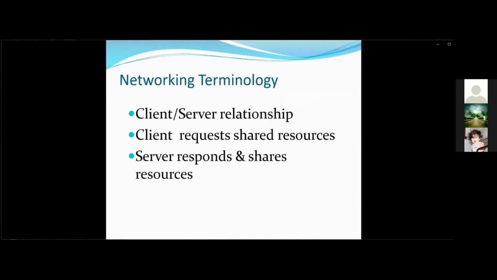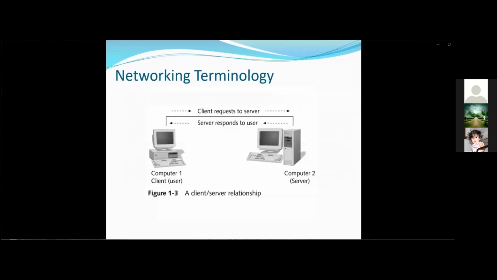So we have networking terminology. We have the client and server relationship. The client requests shared resources, and the server responds and shares the resources. This is our basic presentation. Computer 1 is a client. It connects to the server with a request, and then the server responds to the user. This is our computer tool, that is our server.